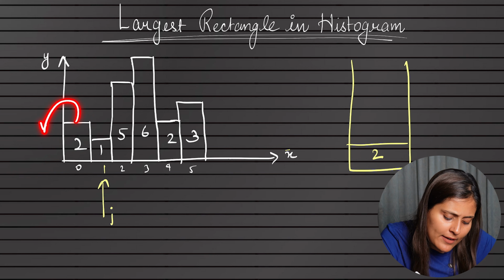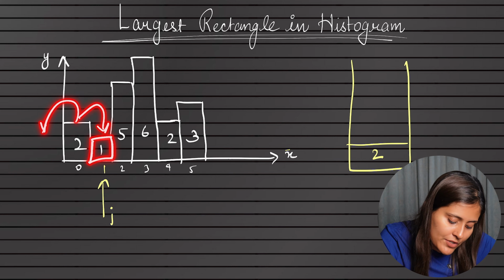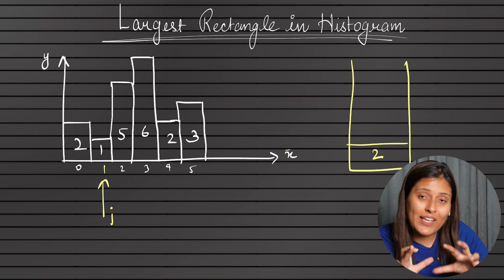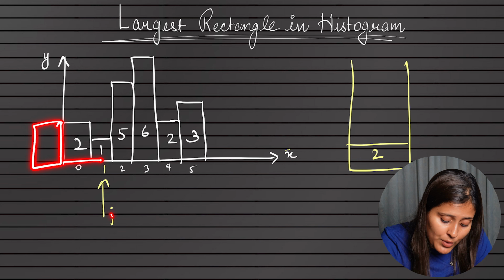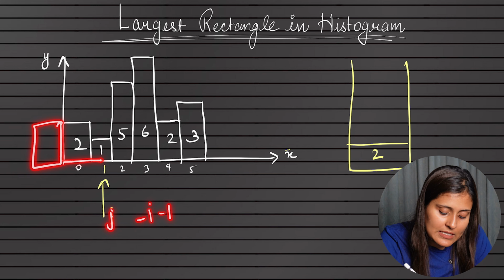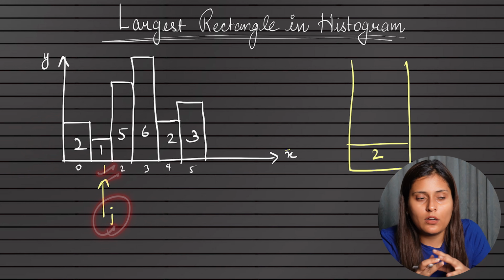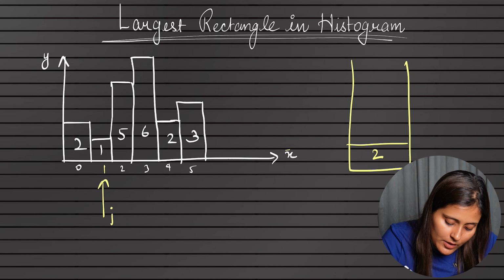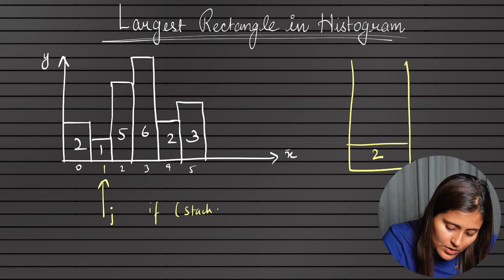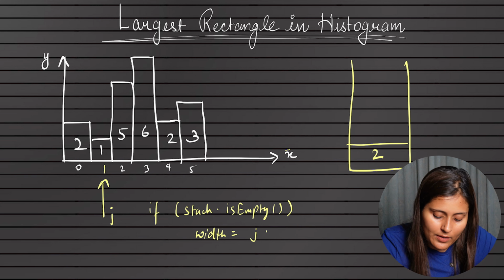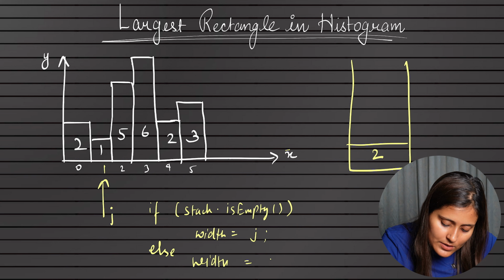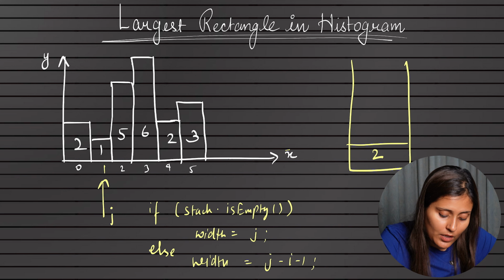But we wanted left smaller and right smaller. Right smaller is there, which is j, but left smaller is not there. How will we calculate? We can assume that if our stack is empty, instead of doing j minus i minus 1, we'll simply say the jth index is the width. So if my stack is empty, width will be the jth index only. Else width will be j minus i minus 1. Very simple rule. So for this, the width will be directly j, which is 1.